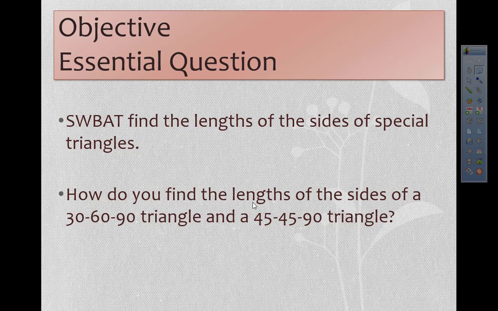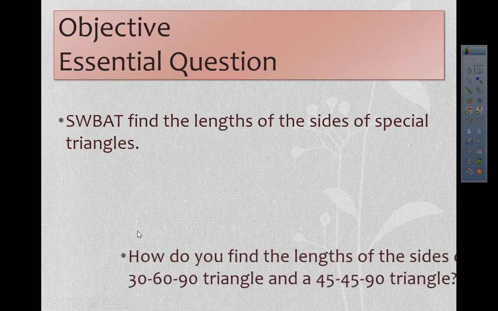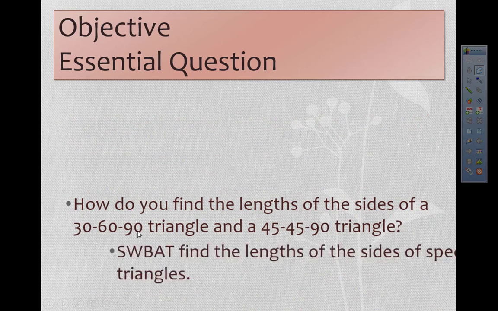Students will be able to find the lengths of the sides of special triangles. How do you find the lengths of the sides of a 30, 60, 90? It means a 30-degree angle, a 60-degree angle, and a 90-degree angle. And this is a 45-degree angle, a 45-degree angle, and a 90-degree angle. Okay, so that's what it's referring to.